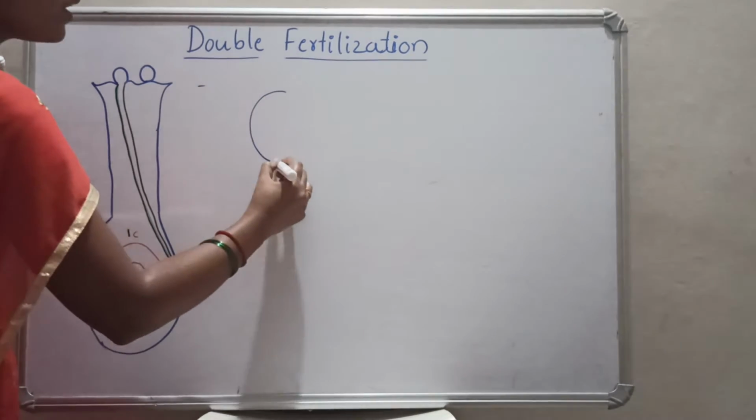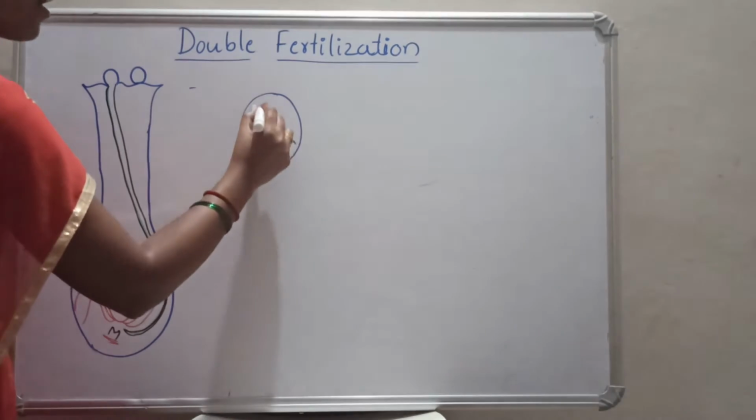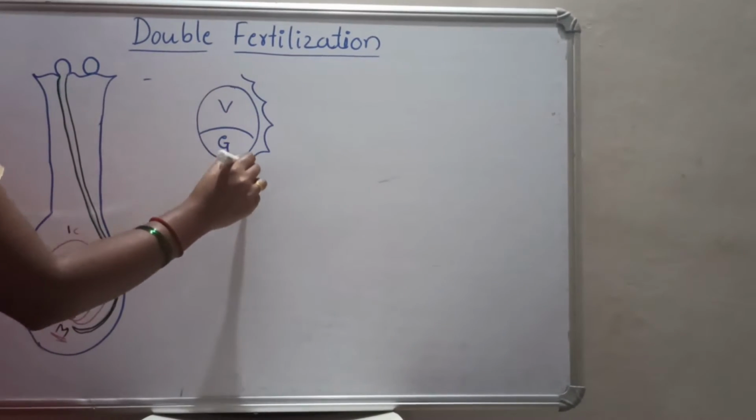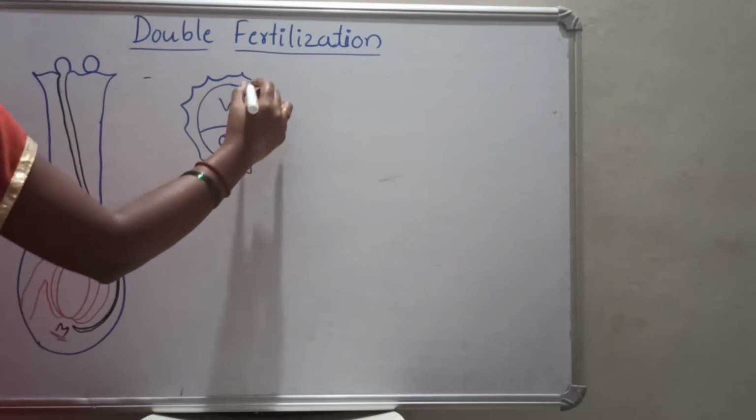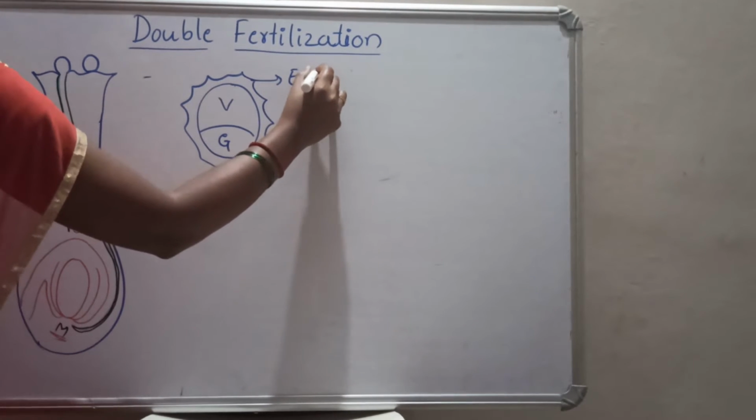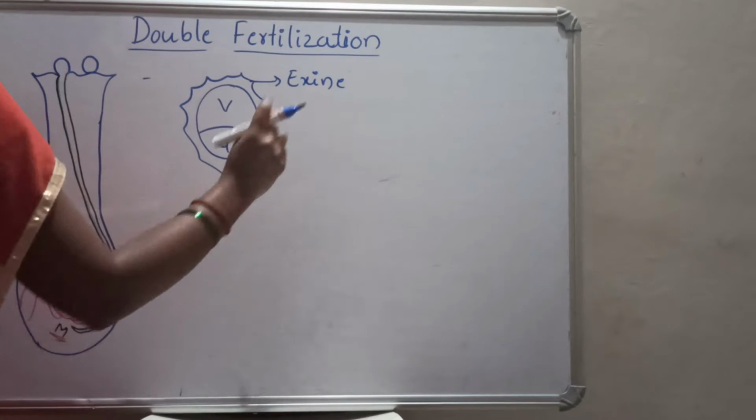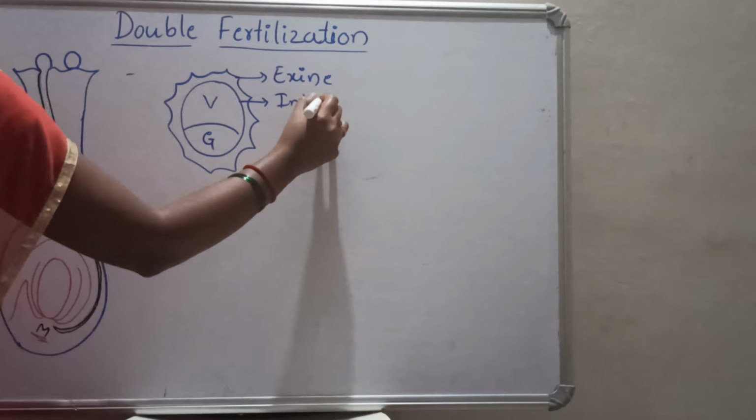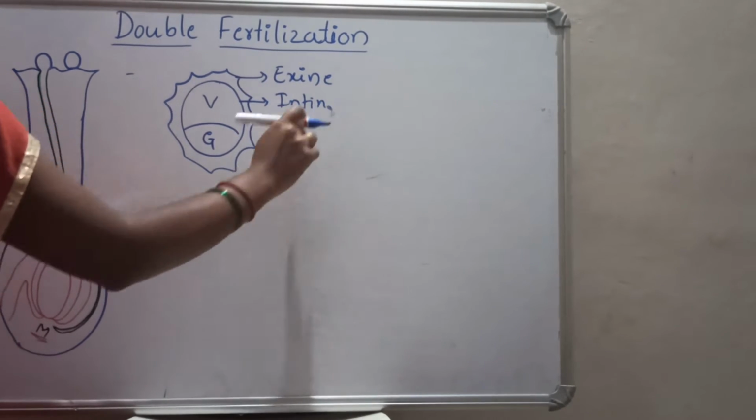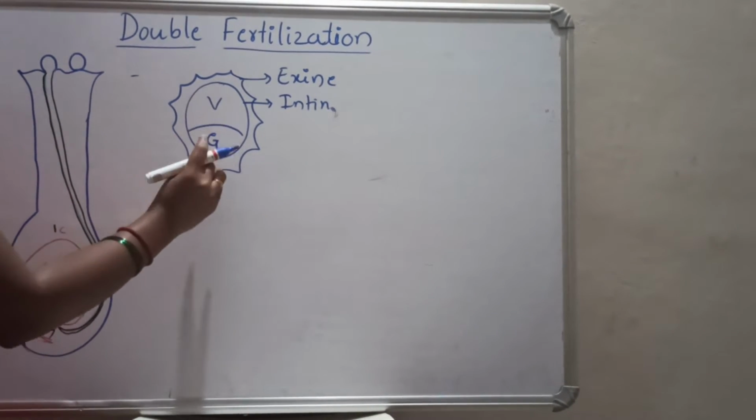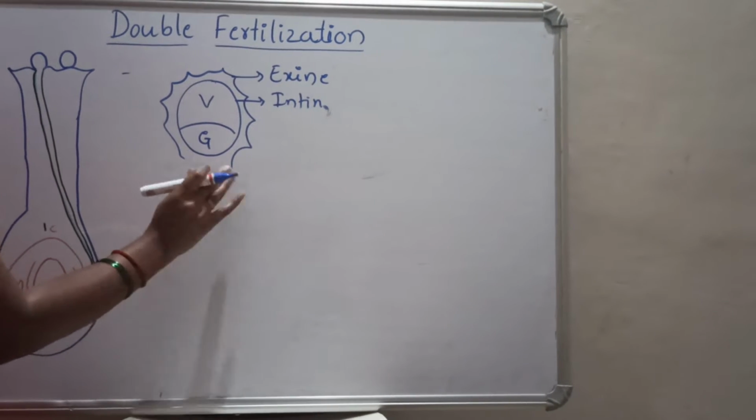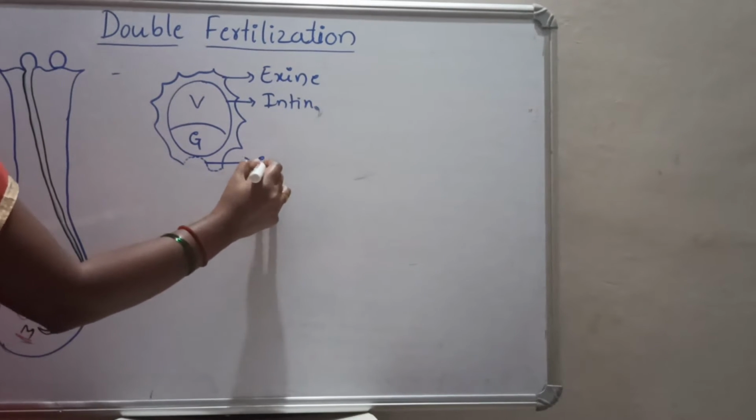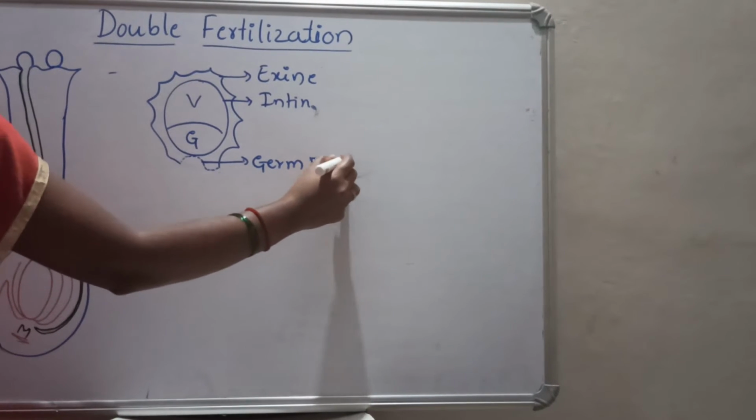Here the pollen grain has two cells: one is the vegetative cell and the other is the generative cell. It has two layers. The outer layer is called exine and it is made up of the chemical sporopollenin. The inner layer is called intine and it is made up of cellulose and pectin. The sporopollenin is absent in some regions, and that region is called the germ pore.